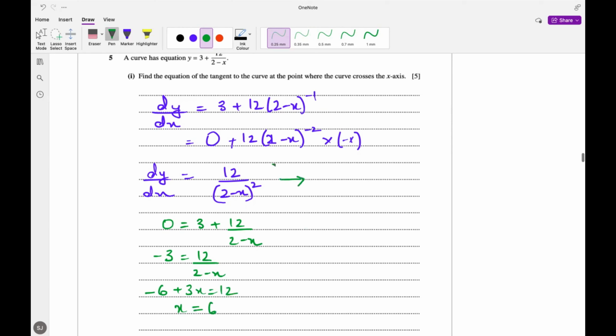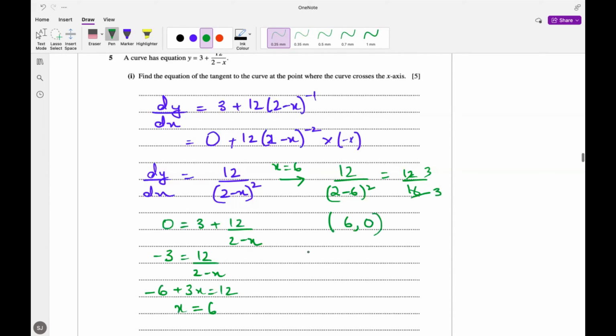Substituting x equals 6 into the dy dx, we'll get 12 upon 2 minus 6 whole squared. So this will be 12 upon 4 squared, which is 12 upon 16. So the gradient will be 3 upon 4. Now we know that the coordinates at the x-axis will be 6, 0.